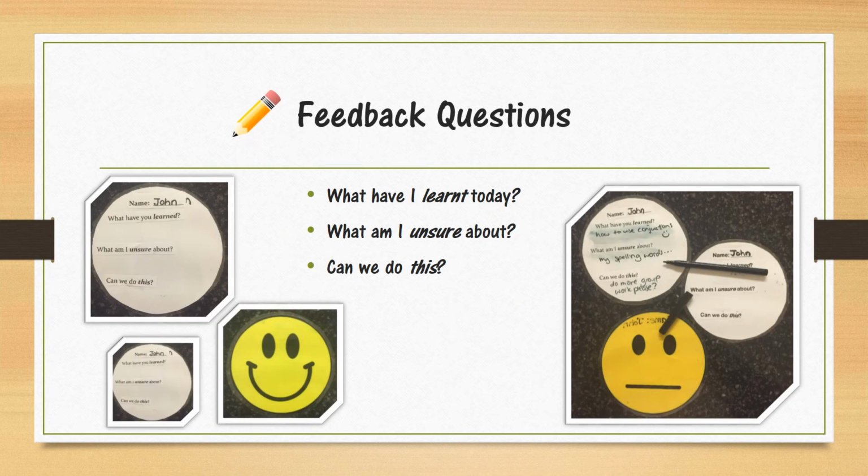Before the students submit their feedback in the What Do You Think box, they will first turn the face over and fill out the scaffolded feedback questions. The questions are as follows. What have I learnt today? What am I unsure about? Can we do this? The first question on this artifact allows the teacher to identify what the student has engaged with and learnt from the lesson.